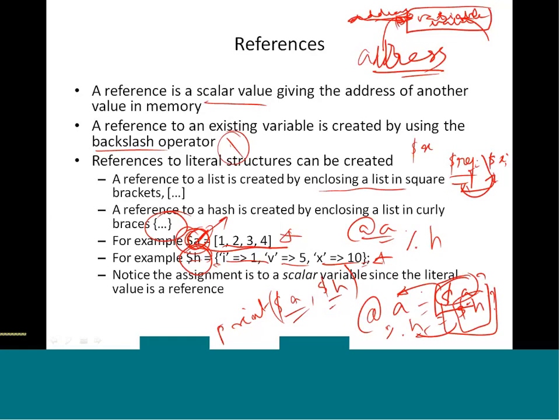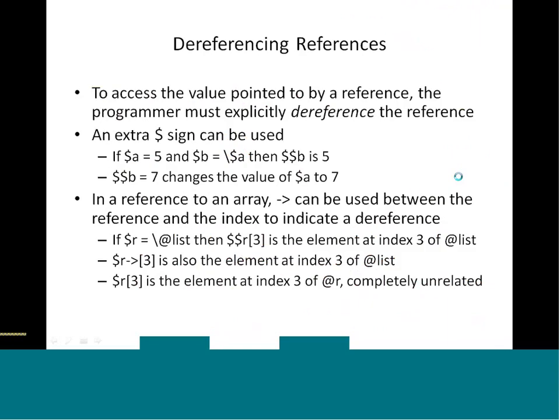This process by which we convert a reference back to the original variable is known as dereferencing. To access a value pointed to by a reference, the programmer must explicitly dereference the reference. So if we are given only the reference, we can dereference by using two $ signs. So $$B in this case is the same as $A, because $B is actually backslash $A. I don't know whether it makes sense, but this is the way to understand that.